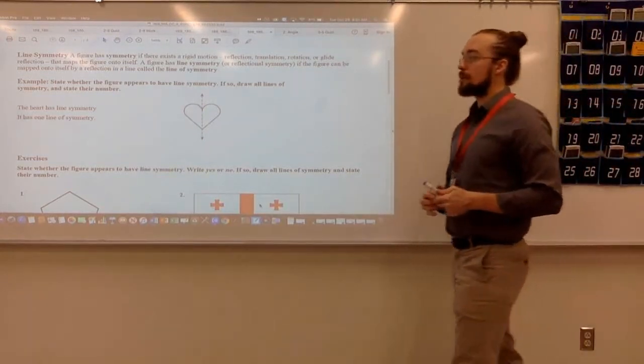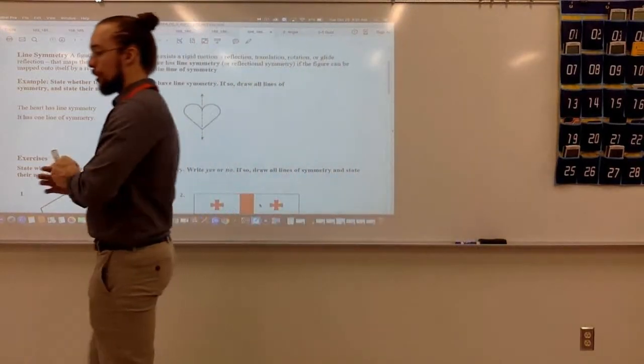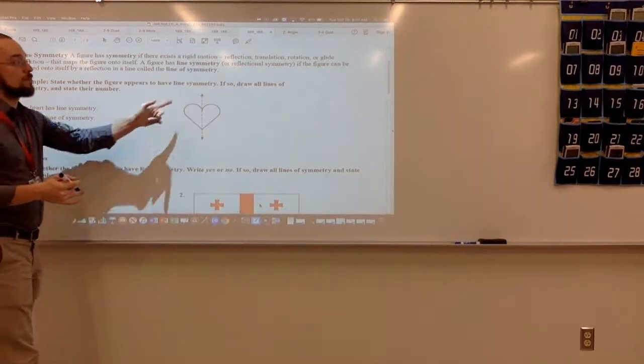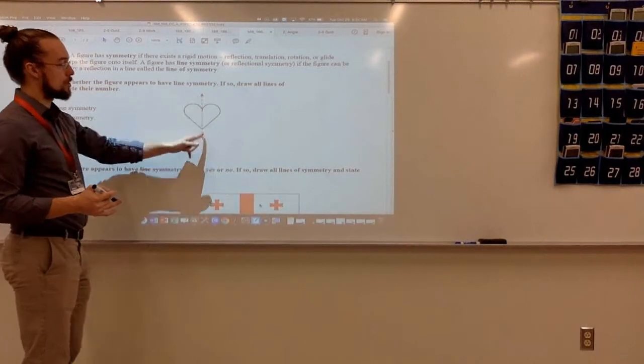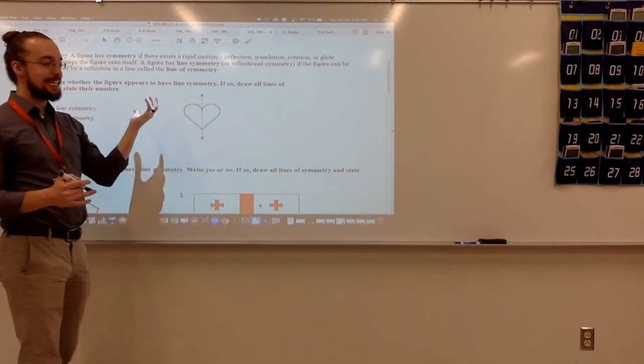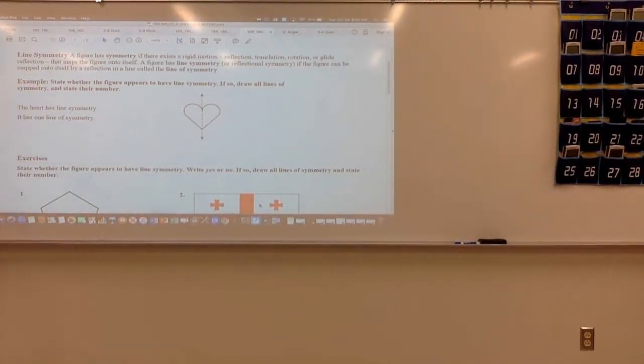If we're talking about line symmetry, we want to think about if I can draw a line through the figure and fold over that line, and the figure sits on top of that half. For example, in this heart, if I draw a line right down the middle and fold over that line, each half of the figure would map onto itself, and it would sit exactly on top of itself.